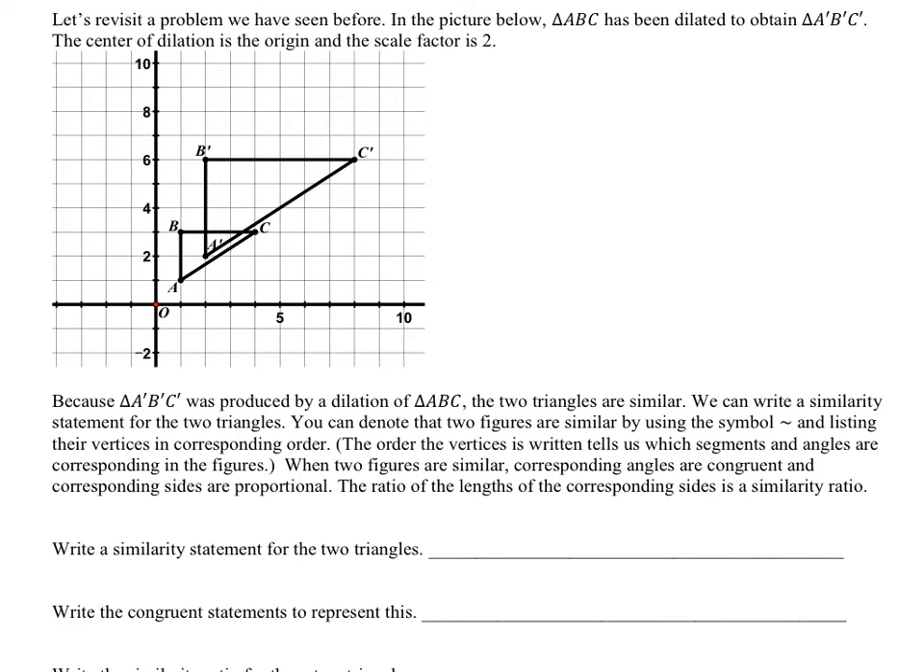We can write a similarity statement for the two triangles. You can denote that two figures are similar by using the symbol that we've seen and listing their vertices in corresponding order. The order in which the vertices are written tells us which segments and angles are corresponding in the figures. When two figures are similar, corresponding angles are congruent and corresponding sides are proportional. The ratio of the lengths of the corresponding sides is a similarity ratio.